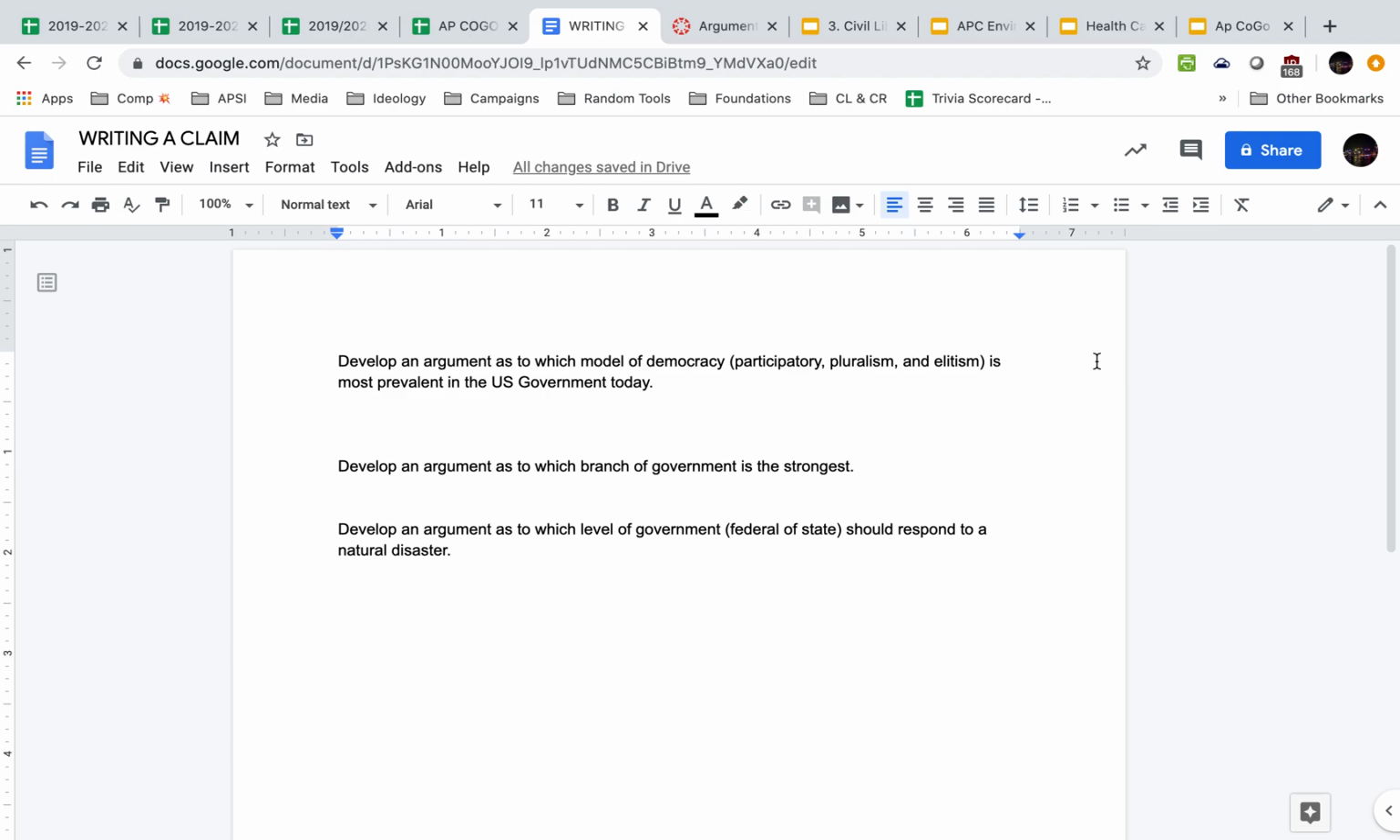Some paths might be more difficult than others, like participatory, and that's okay. And some paths might be easier. So don't be afraid to choose whatever path you feel like taking. And make sure you think about what evidence you're going to use in those following paragraphs when you decide what path you're going to take. For example, I will start off here and I'm going to choose elitism. And I'm going to say, let's see here, the model.